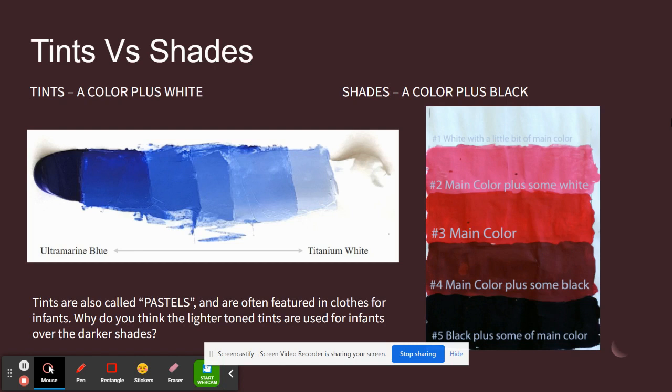Tints are also called pastels and are often featured in clothes for infants. Why do you think the lighter toned tints are used for infants over darker shades? So why do you have colors plus white used for babies versus colors plus black for babies? Why do you think that is? Tell me.